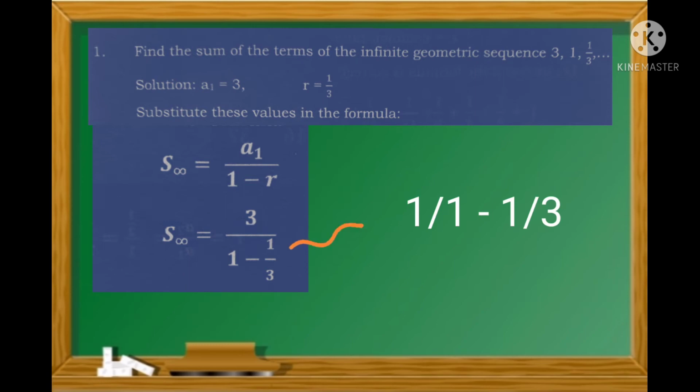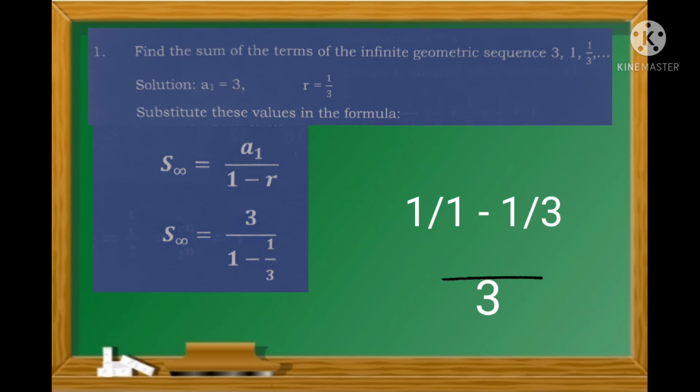So 1 is also equivalent to 1 over 1. And we are subtracting fractions with the similar denominator. So since the denominators are not the same, we will get the LCD. How to find the LCD? In this case, we will simply multiply 1 and 3. So the product is 3. So therefore the LCD is 3.